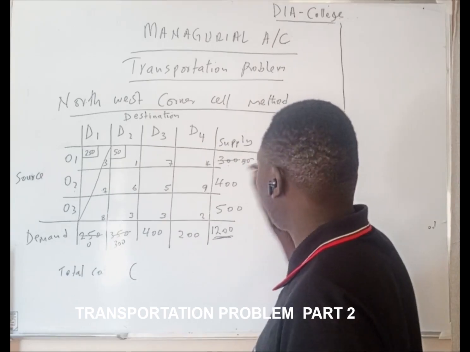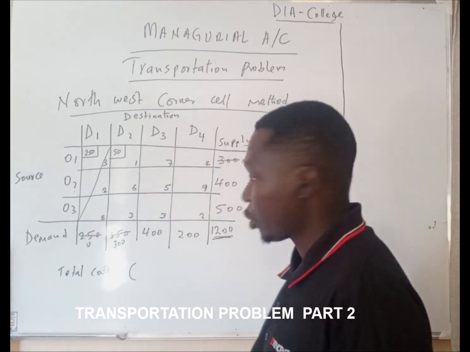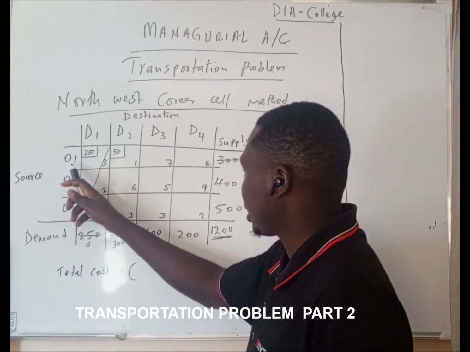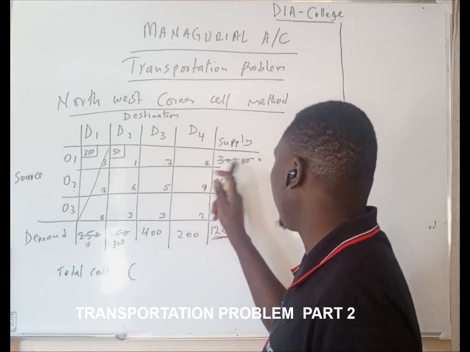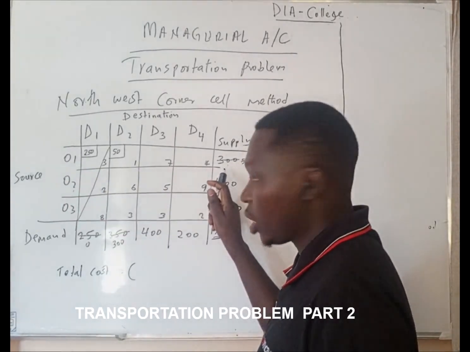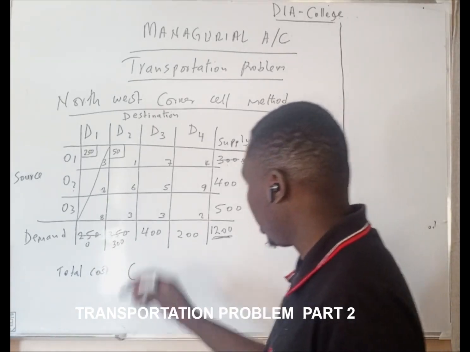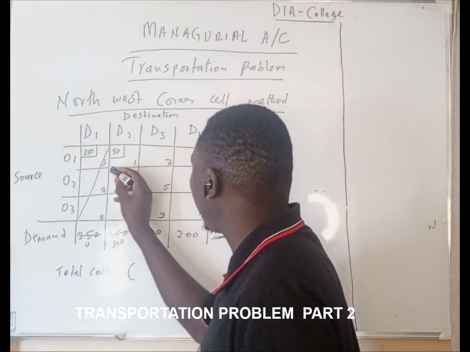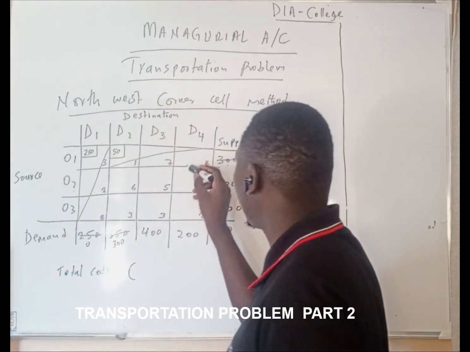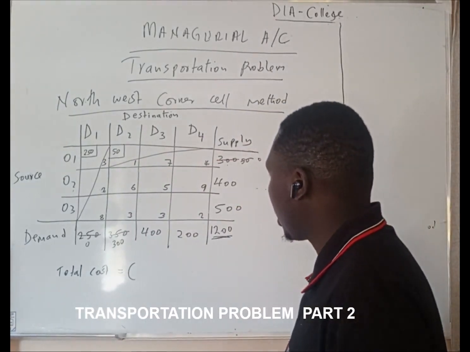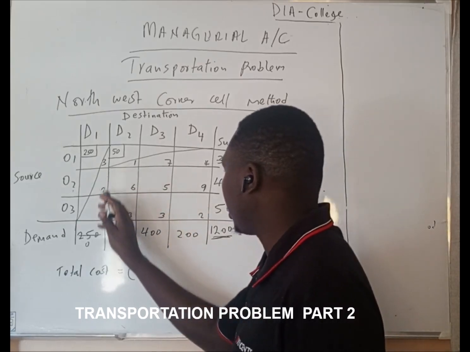So I'll have 0 here. So therefore this means I have fully exhausted supply source 1, and therefore it has nothing else to offer. So it's not going to participate again in the next allocation. So I'm going to close this row. Okay, so I have closed that row. So I have only these cells remaining, these ones.